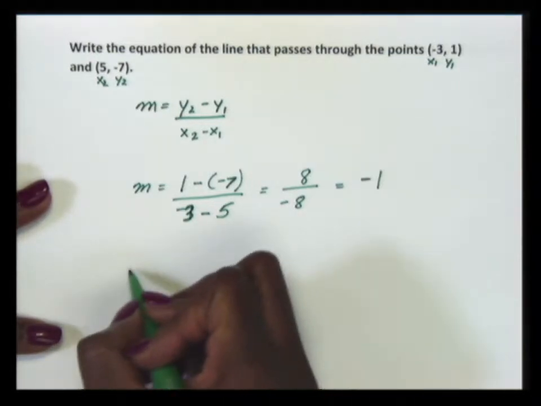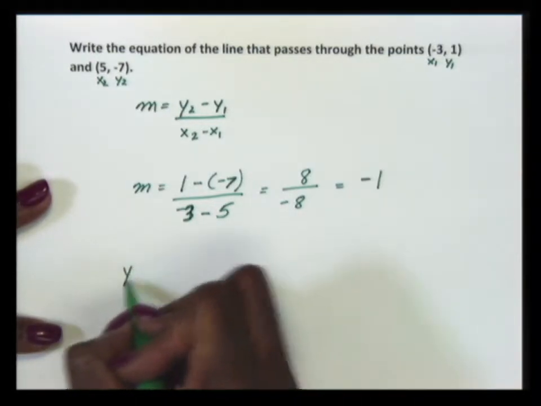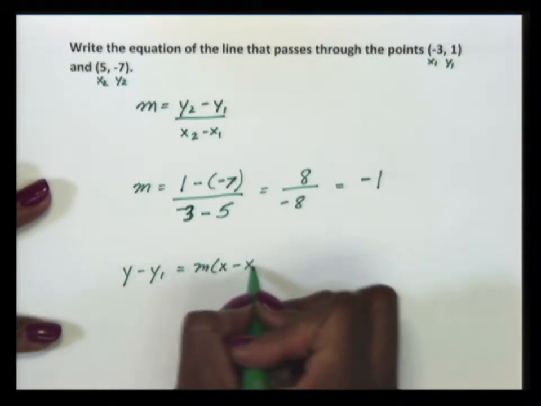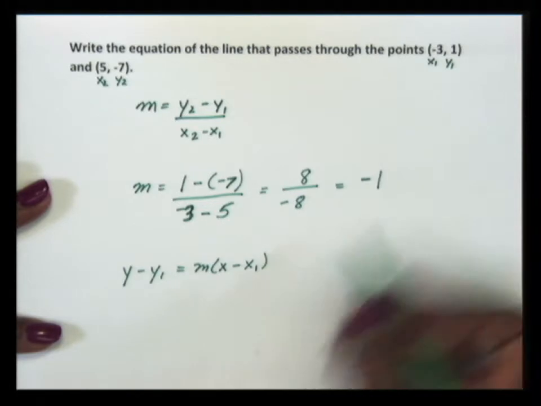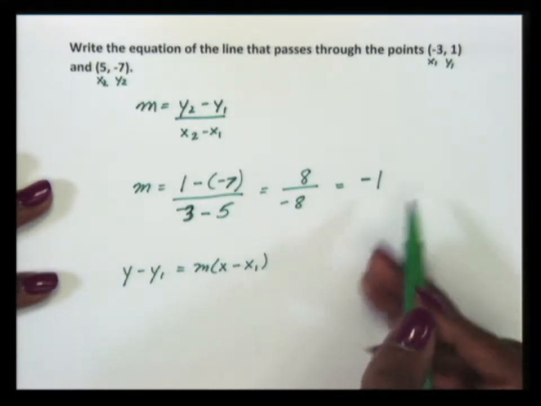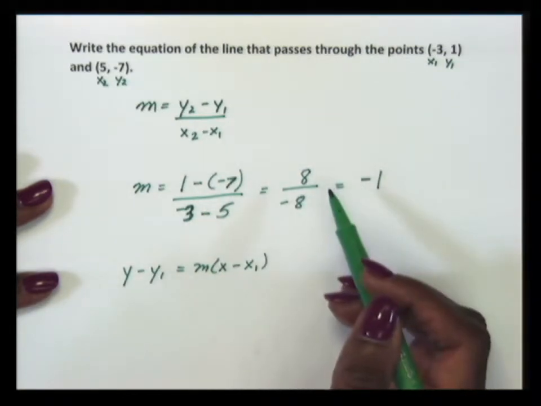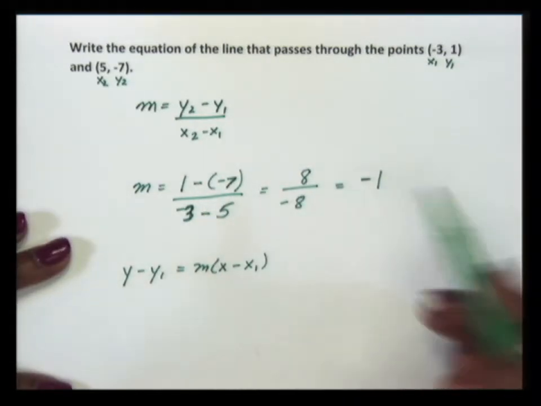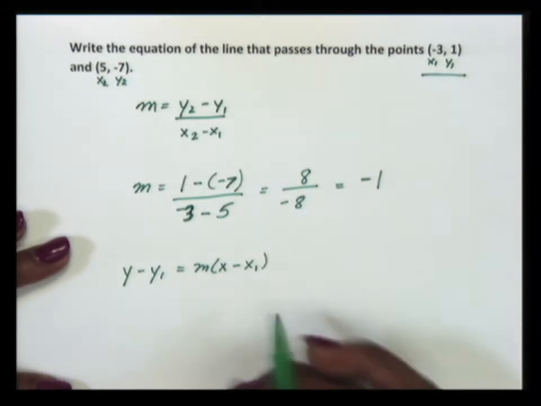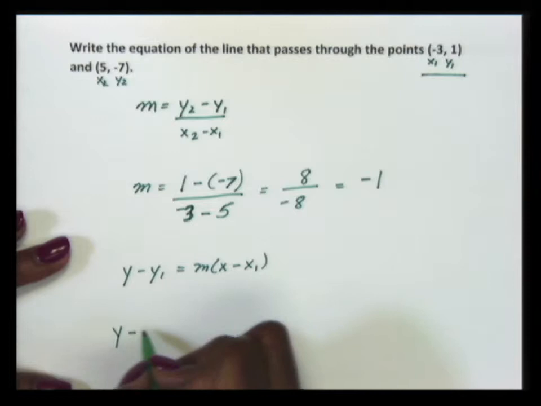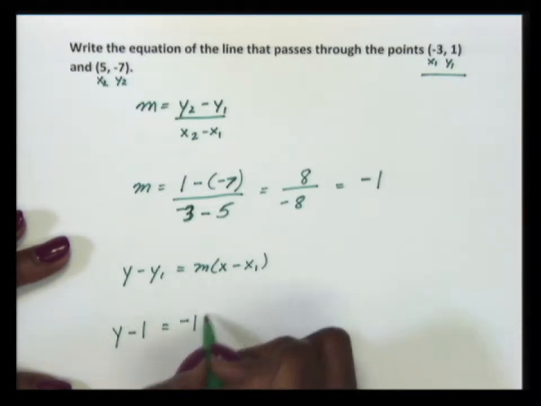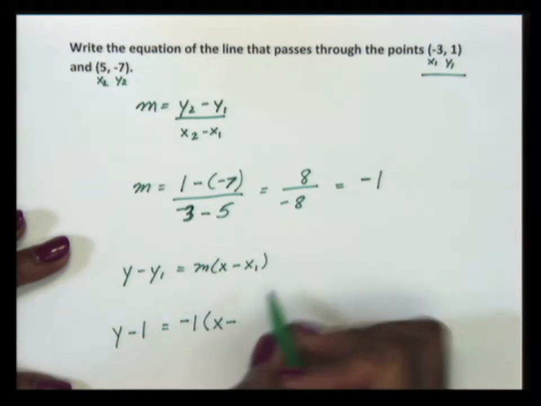Now we will use the point-slope formula. y minus y1 equals m times x minus x1. Again, when we use the point-slope formula, we use the slope that we found and either one of the points that we were given. This time, I'm going to use the point -3, 1. So I will have y minus y1 equals m times x minus x1.